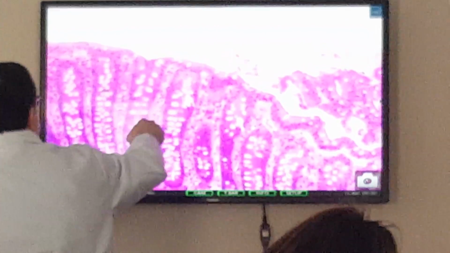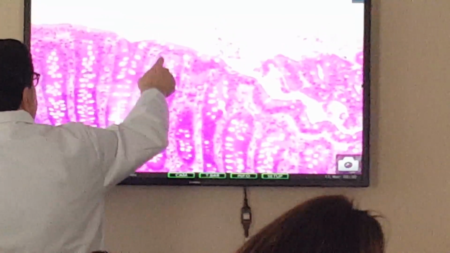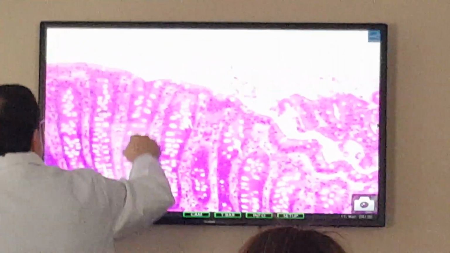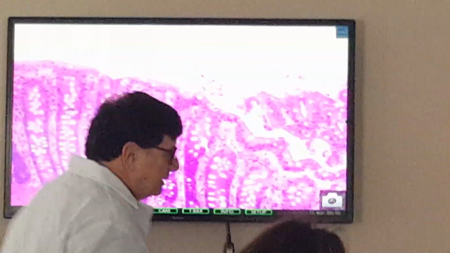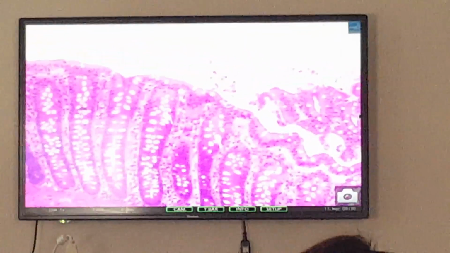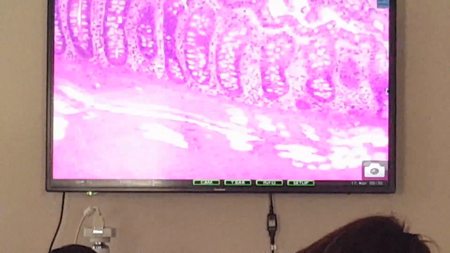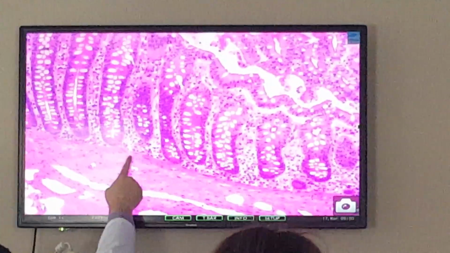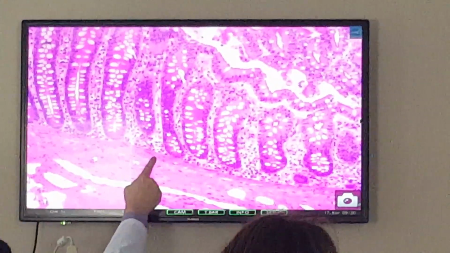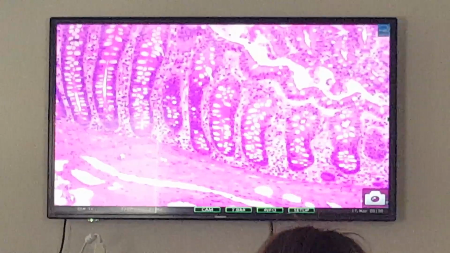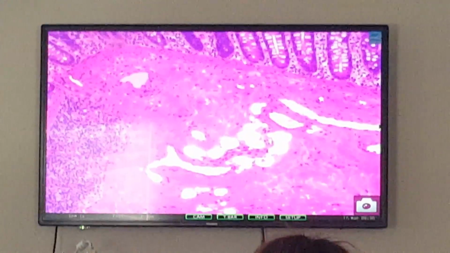Lot more goblet cells. And these goblet cells are invaginating down and forming straight tubular glands. Okay? That's going to tell you we're probably dealing here with the colon or the large intestine. Now, this layer right here, you see all the smooth muscle cells? Muscularis mucosa. You come below that, that's submucosa. The submucosa, these are all blood vessels here.